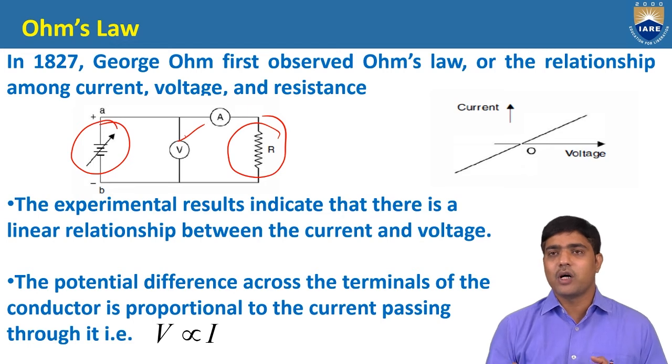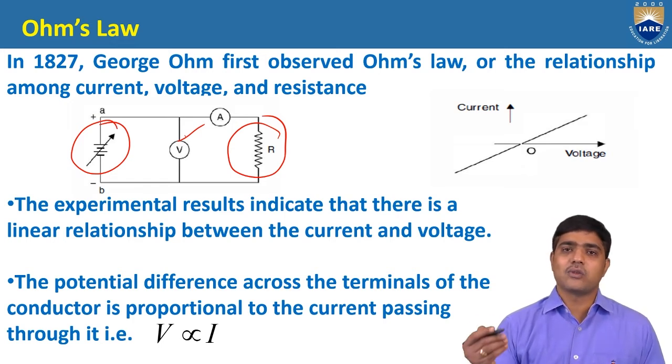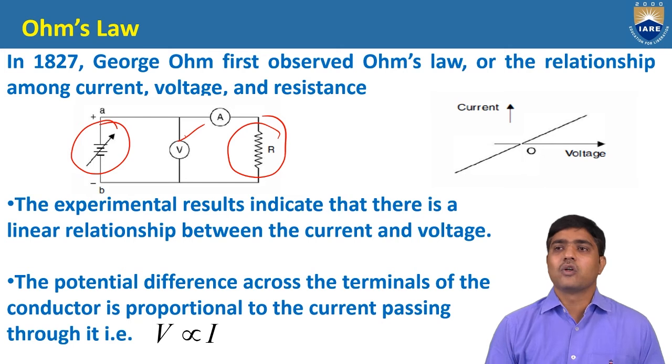Finally he plotted the graph between the voltage and current for the various values, and he got a graph like a straight line passing through the origin. That means the relationship between the voltage and current is linear in a resistive circuit.